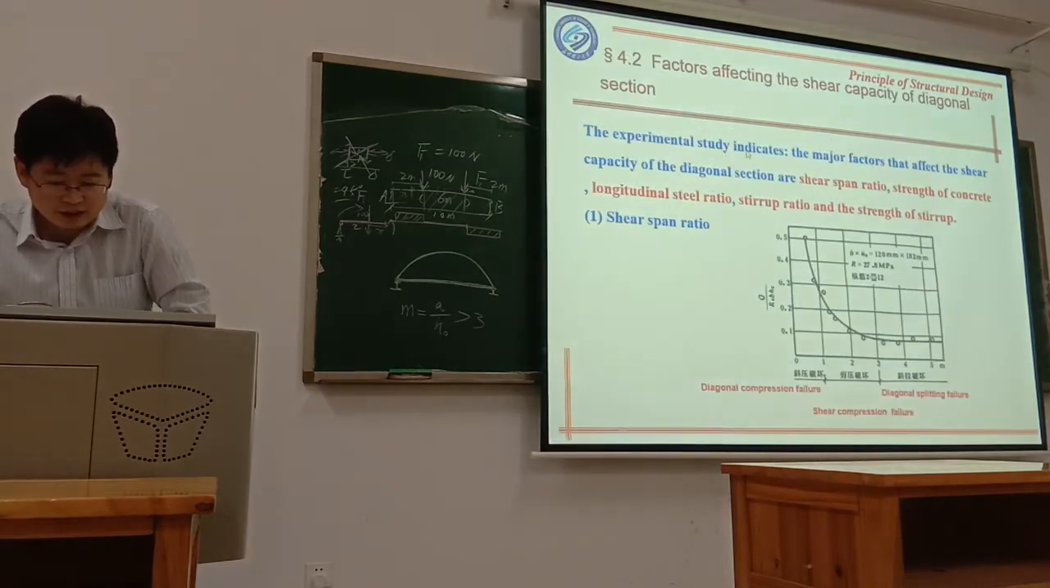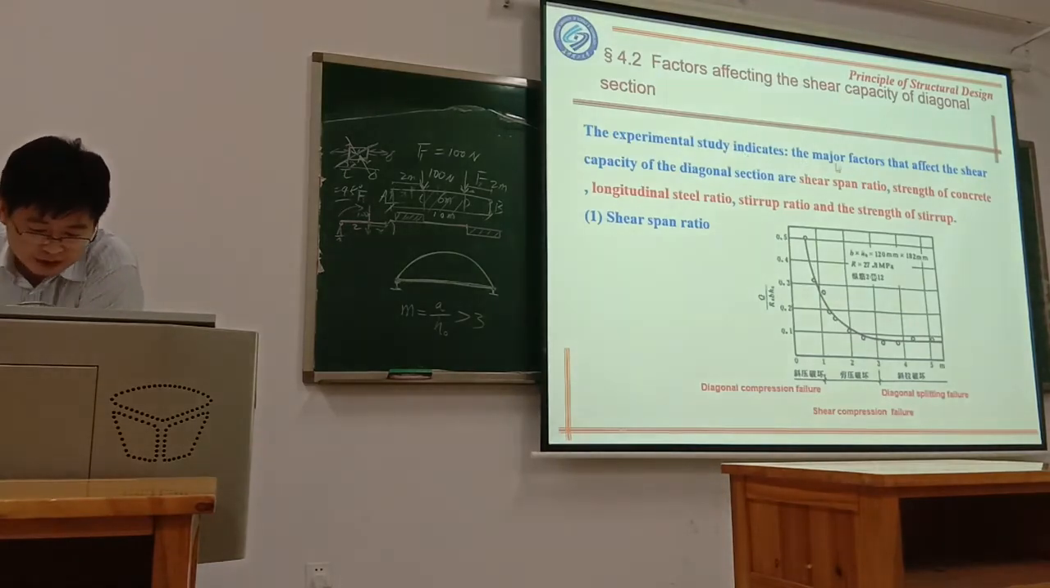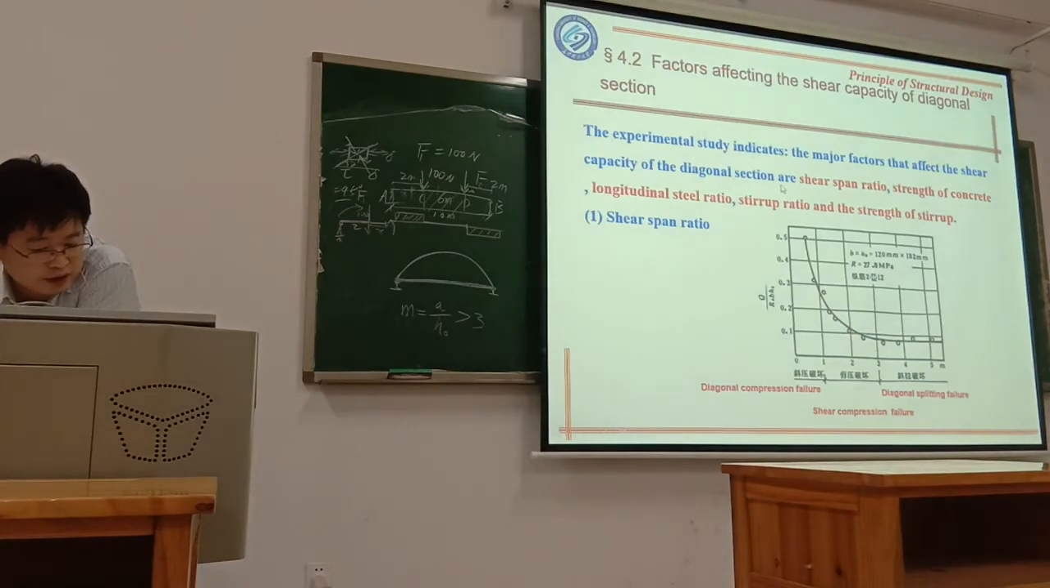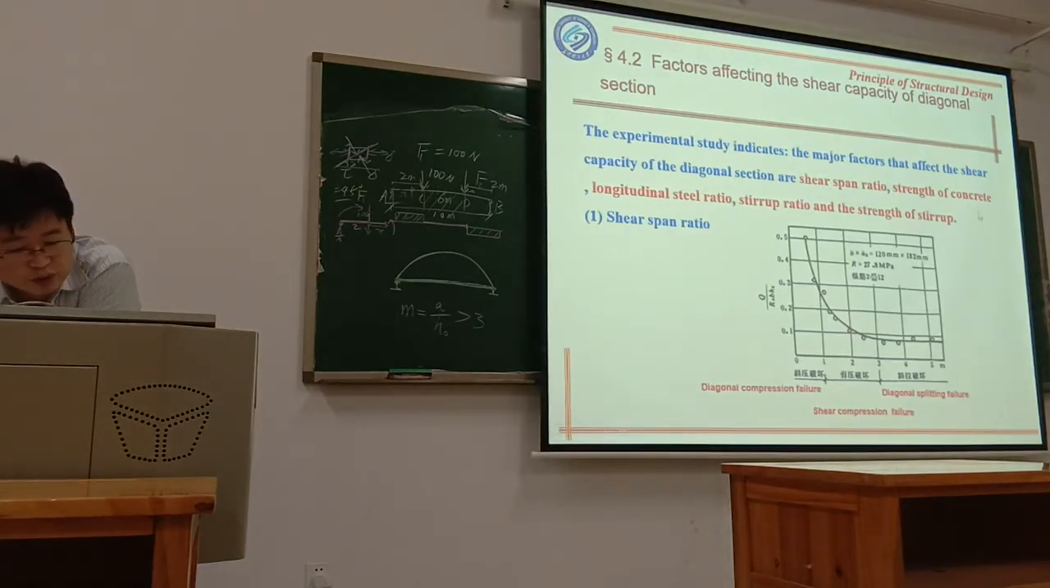The experimental study indicated that the major factors that affect the shear capacity of the diagonal section are the shear span ratio, this is the most important one, shear span ratio m, and the strength of concrete, longitudinal steel ratio, and stirrup ratio, the strength of stirrup.